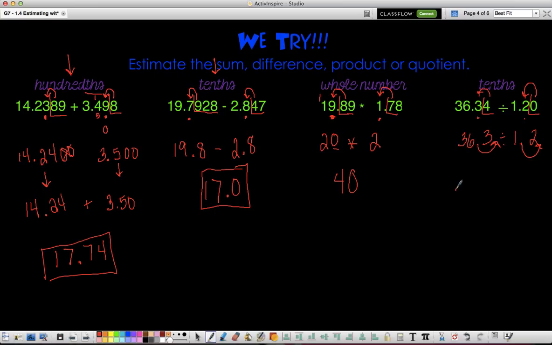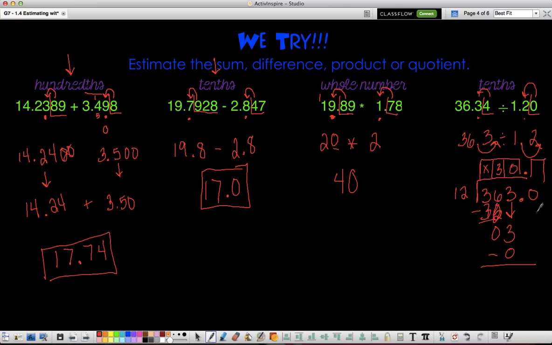So I have 12 on the outside. And then I have 363 on the inside. 12 goes into 36 because it can't go into 3. Goes into 36 3 times, minus 36 is 0. Bring down the 3. 12 goes into 3 0 times. So I add a decimal, add a 0, so I add a box.